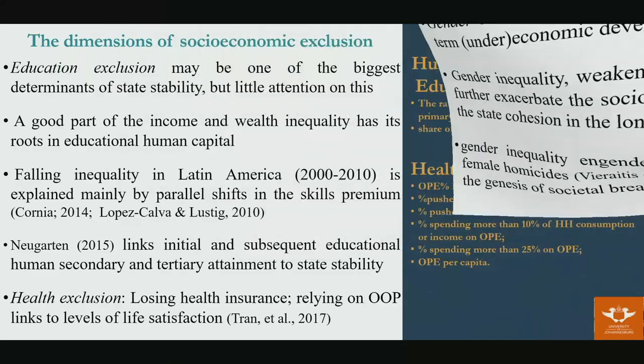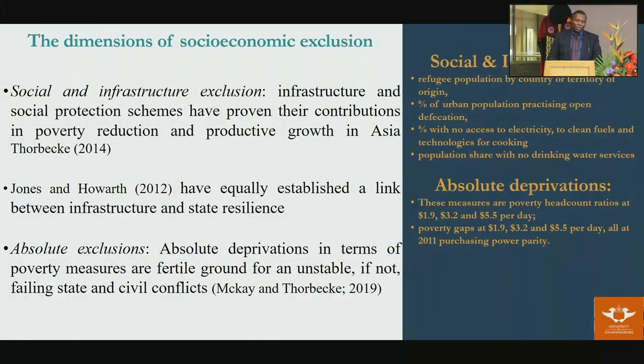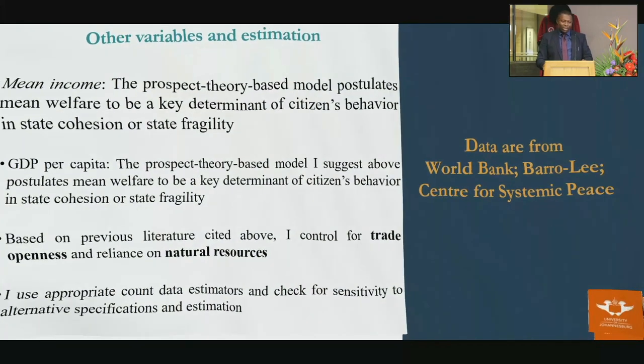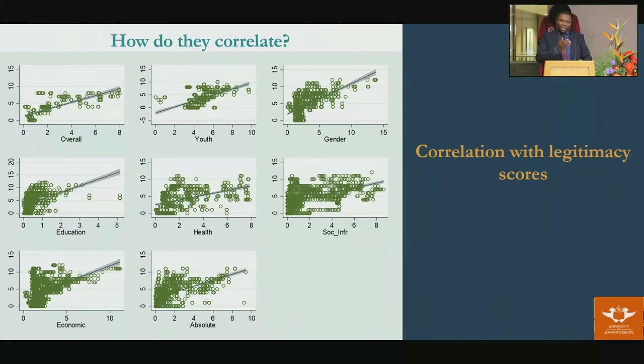So all of that I put together, and I first start by showing you how they are related, the correlation between state fragility and economic exclusion. So these are the correlations. You can see how strongly correlated they are. All the dimensions that I've indicated to you are strongly correlated with state fragility. That is, the more excluded people are in all those dimensions, the more the state becomes fragile, and fragility is a step to failure. I looked at legitimacy there.